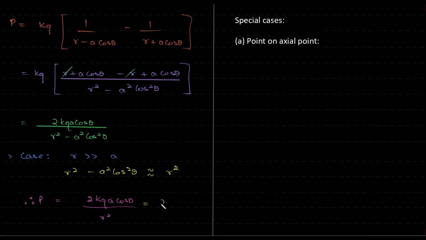So I can rewrite this as 2p, sorry, 2 is used, kp cos theta by r square, where on substituting, because dipole moment is equal to 2aq. Dipole moment, so that you guys remember.